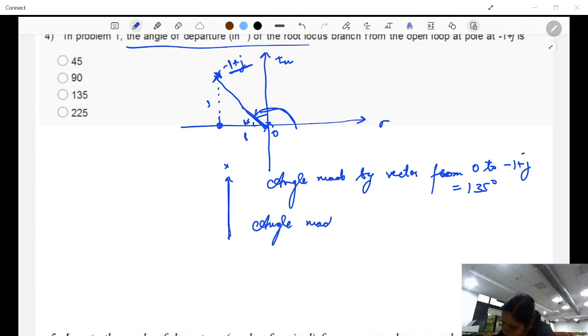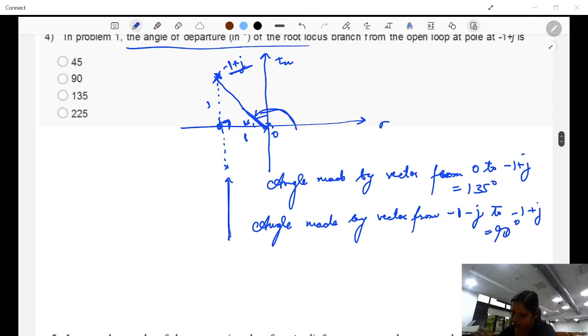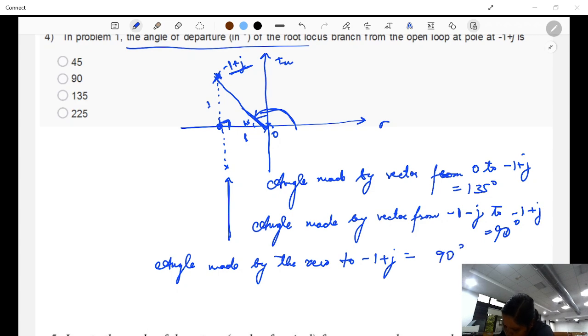Angle made by the vector from minus 1 minus j to minus 1 plus j is 90 degree, right? So from here you can see this angle that is being made is 90 degree. Angle made by the zero to minus 1 plus j is also 90 degree. So what was the formula for angle of departure?